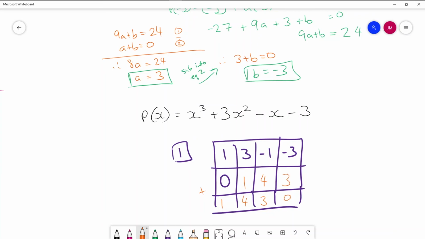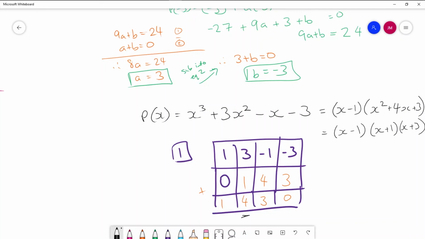So I end up getting all of this is equal to x minus 1 times x squared plus 4x plus 3. I'm getting my coefficients from down here. And factorizing that, I know I'm looking for x plus 3 as well. So x minus 1. Factorizing that quadratic, factors of positive 3 that add up to positive 4. So that'd be x plus 1 times x plus 3.